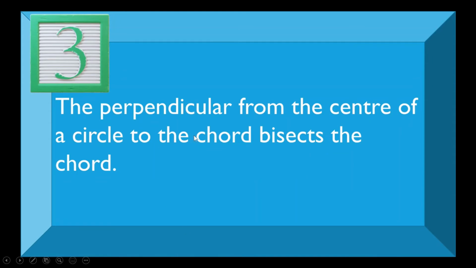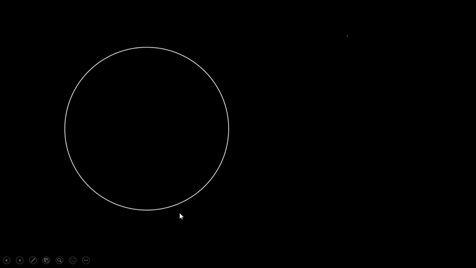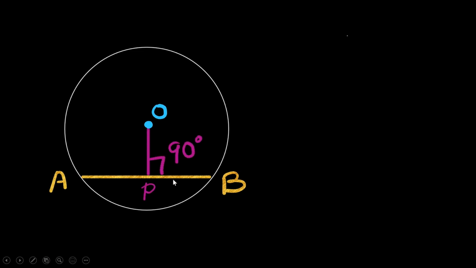Okay, let's go to the third theorem. The third theorem is that the perpendicular from the center of the circle to a chord bisects the chord. What does it mean? Let's see. If this is a circle, and AB is the chord, this is the center O, and we are drawing a perpendicular, or 90-degree angle, at the point P.